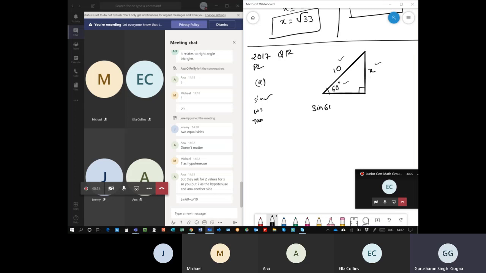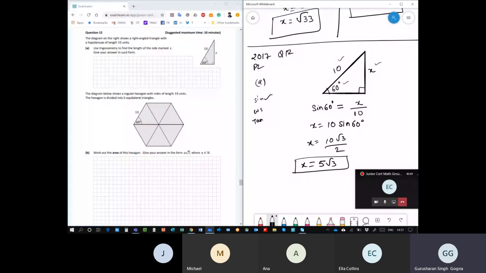So sine 60 degrees equals x over 10. So x is equal to 10 multiplied by sine 60. You can use a calculator. Sine 60 is root 3 over 2. So root 3 over 2 will give you 5 root 3 as your answer. They said give your answer in surd form, so you can leave it like that.